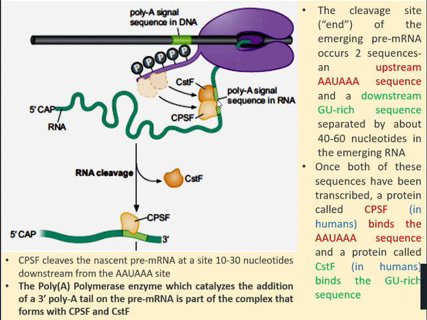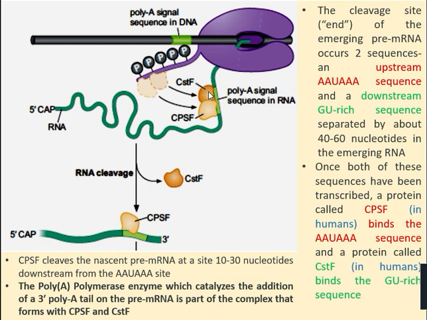So you can consider them like flags. AAUAAA and GU rich regions on either side of, or flanking, the actual end site. So they just look like flags. In between is the actual end site. So who will recognize it? There are two proteins. One is called CPSF. The other is called CSTF. CPSF will come and bind to the AAUAAA sequence. CSTF will come and bind to the GU rich sequence. In between is the actual site.